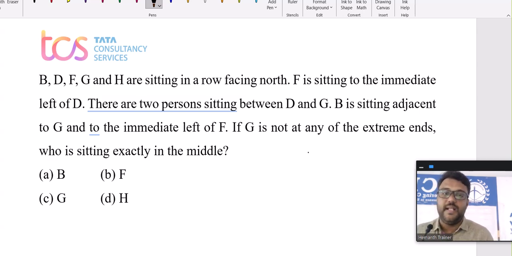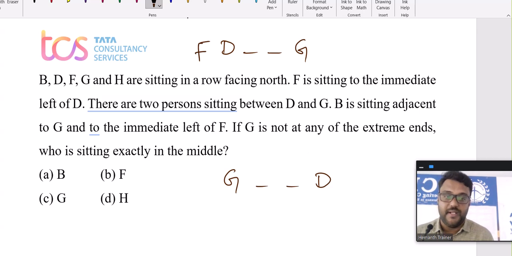There are two persons between D and G means it can be D, 2 blanks, G or G, 2 blanks, D, both possible. F is sitting immediate left of D. B is sitting adjacent to G and immediate left of F. F's immediate left is B and adjacent to G, that is satisfied here only. G is not at the extreme ends, so some other person will be there. So who is in the middle is B.